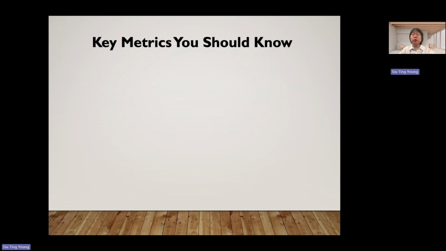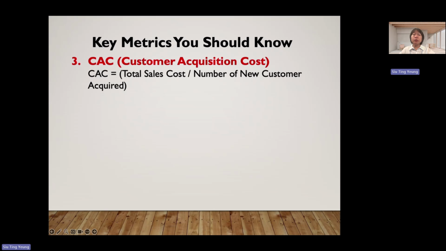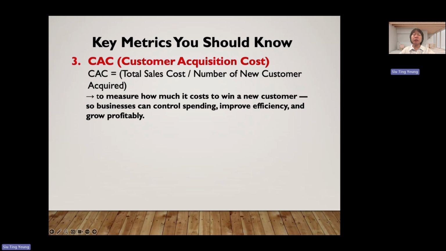So now I'm going to introduce the third key metric to you. That is the CAC, customer acquisition cost. The formula is total sales cost over the number of new customers acquired. What is CAC? It is used to measure how much it costs to win a new customer so that a business can control spending, improve efficiency, and grow profitably.